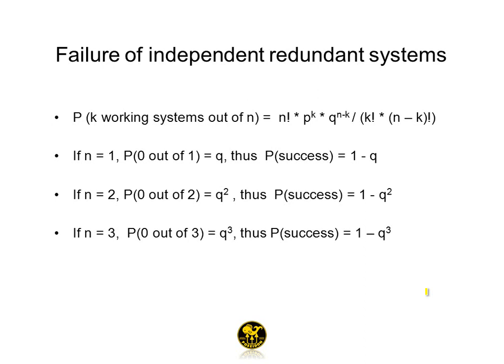For N equals 1, that is a non-redundant system, the probability of success is 1 minus Q, 1 minus the probability of failure. For N equals 2, it turns out to be 1 minus Q squared. N equals 3, 1 minus Q cubed. And if you can't work out what it is for N equals 4, you're probably in the wrong place. So you look at that and you go, oh, that's pretty interesting. What does that mean in practice? So, let's put some numbers on it.